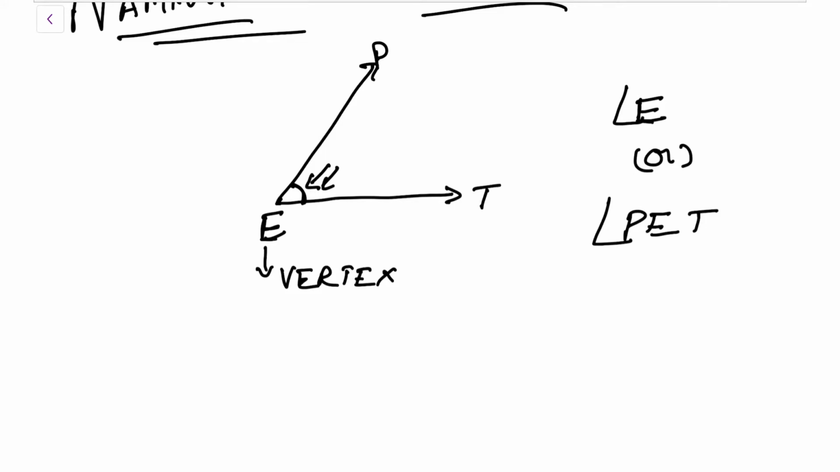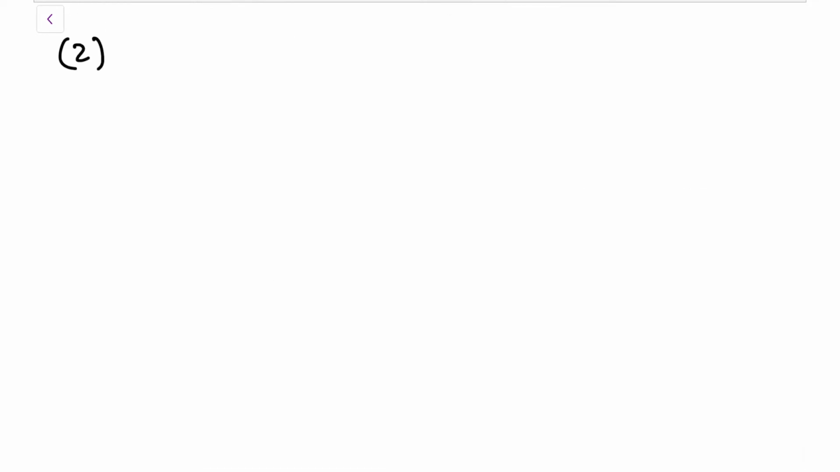Always remember this, it's very important. When you write PET, what is the vertex? E, right? E has to be in the middle when we use 3 letters to name an angle. Since we are using 3 letters, the vertex has to be in the middle when you are naming the angle. Remember that. Let's consider another one.